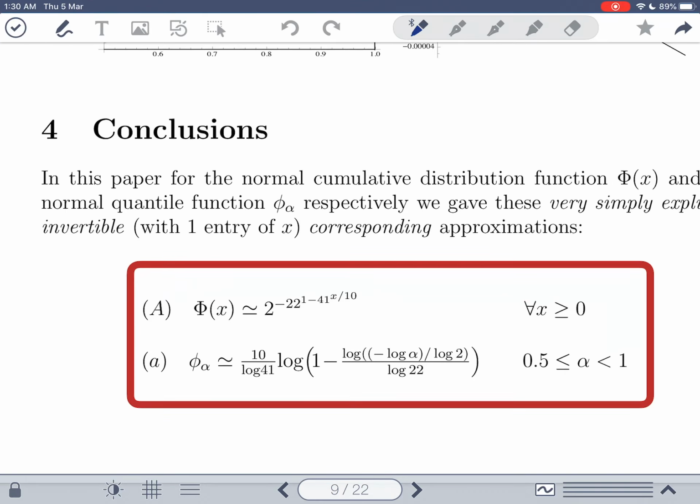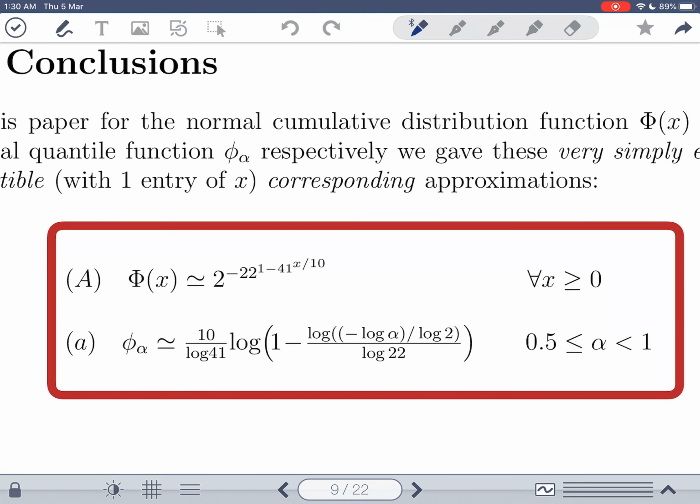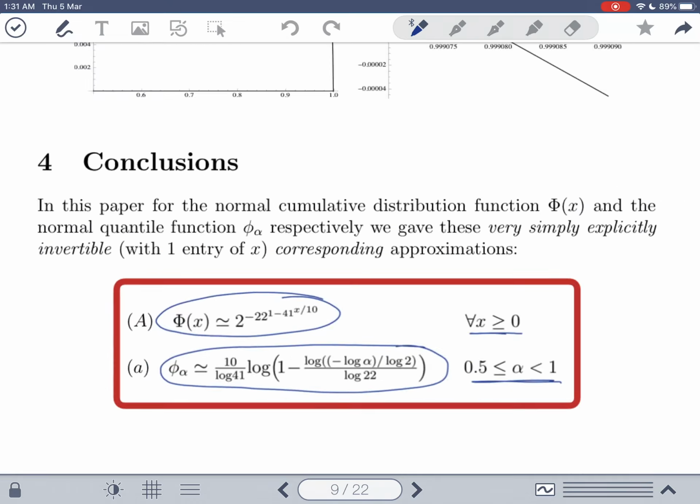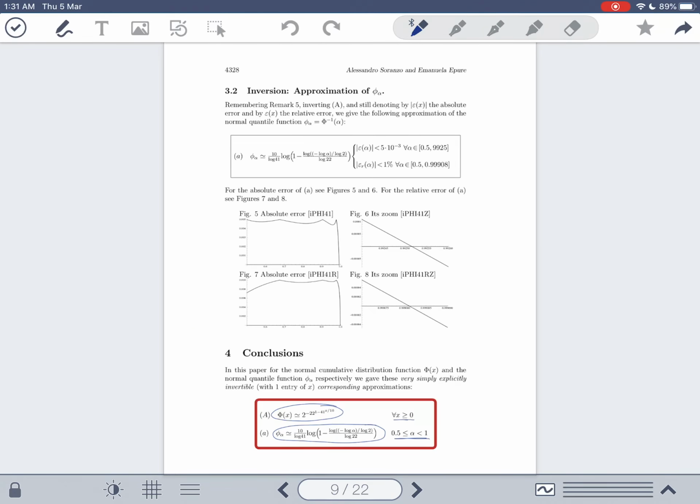What's important about the paper is that at the end they give you the approximation of the cumulative density function and the approximation of its inverse. They give you the approximations on certain intervals, but you can extend them to all of the interesting part that you're interested in using the symmetry. This is what I will show you now.